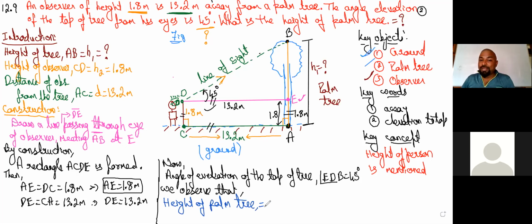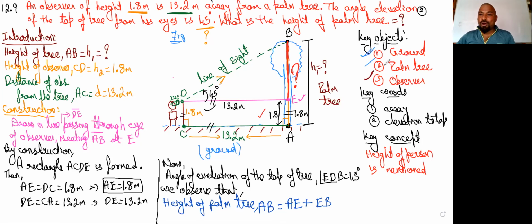Actually, the height of the palm tree, we took it as AB, right, A to B. But A to B has become two parts now, the bottom part and the top part. The bottom part, AE, is already known to us, and the new part is EB. The new part you have to find is only the part on the top. The bottom part is already known, which is 1.8 meters.